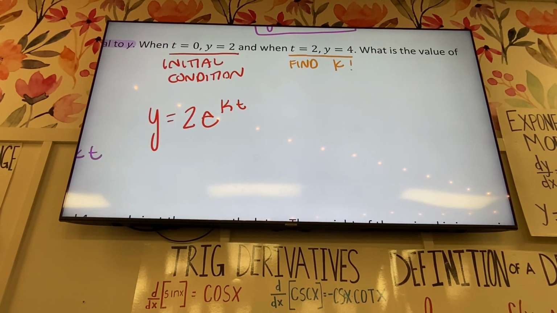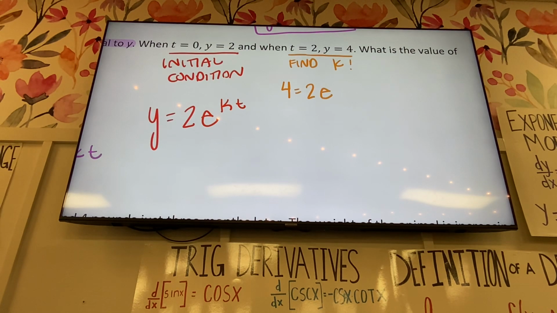All right, so what am I going to plug in for y? 4. What am I going to plug in for t? 2. And then I just got to solve for k. So what are you going to do first? Divide by 2. So 4 divided by 2 is 2. Then to get rid of an e, you're going to ln. That's going to totally get rid of the e. And this side, I'm just going to leave it as ln of 2.